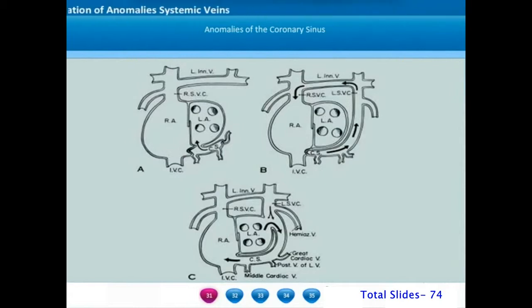However, if there is no unroofing of the coronary sinus in the presence of coronary sinus ostial atresia, the coronary sinus will be decompressed by a persistence of the left superior vena cava, where the blood flow will be reversed and the flow will be directed towards the left innominate vein. In these patients, if we ligate the left superior vena cava, it will result in coronary venous drainage impairment.